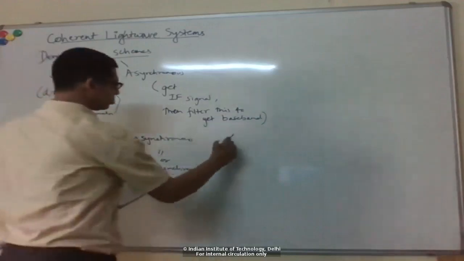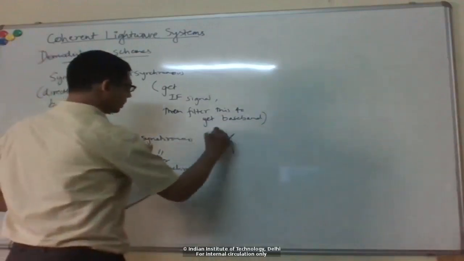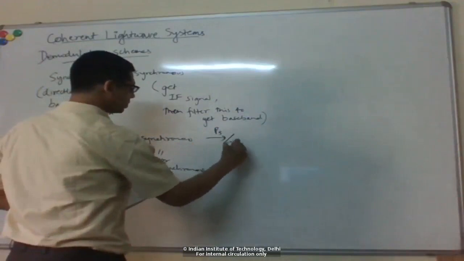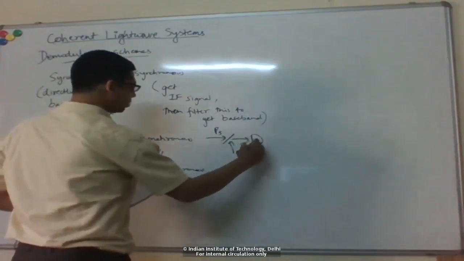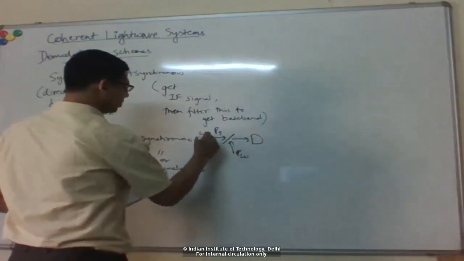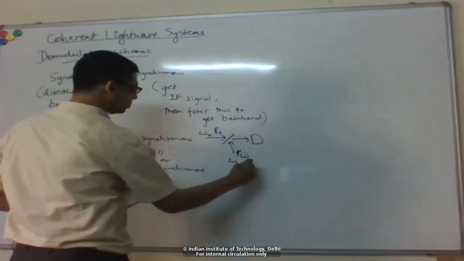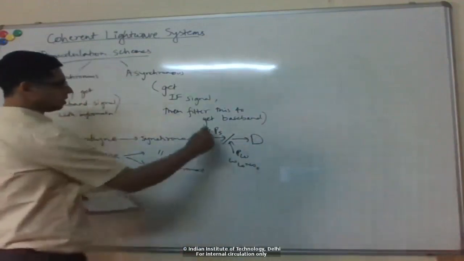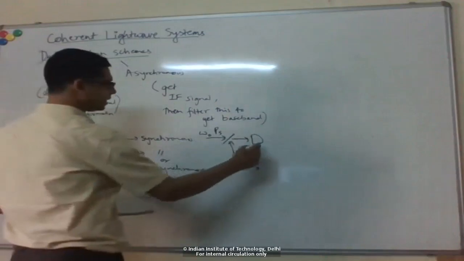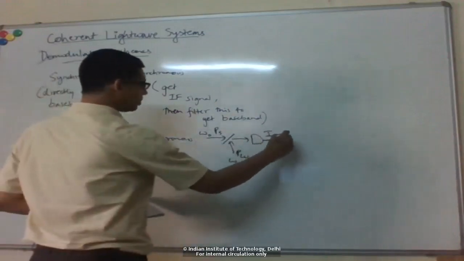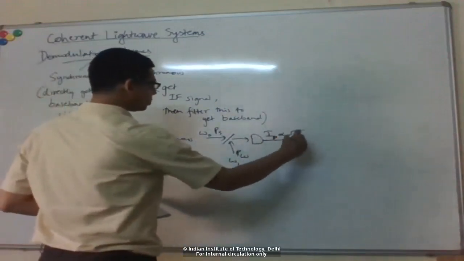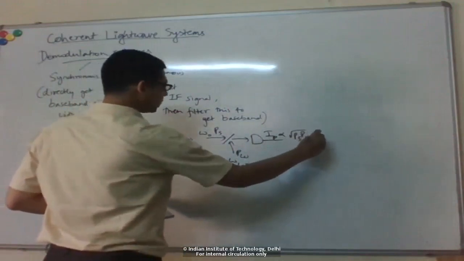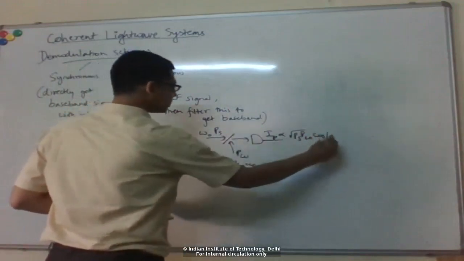Right? So directly we just have our signal and local oscillator, beat the two and detect on a photodiode. The frequencies here are the same. So we directly get a baseband signal, and the photocurrent is proportional to the cosine of the phase difference.